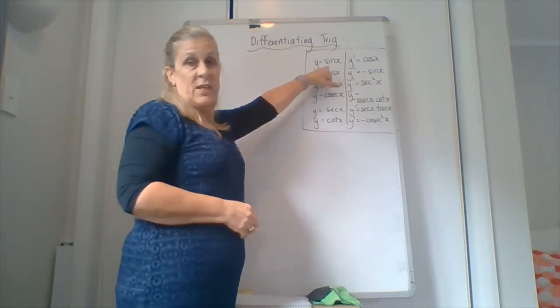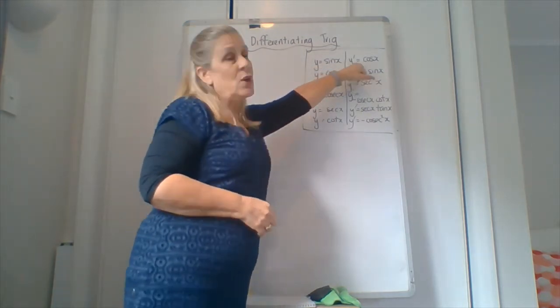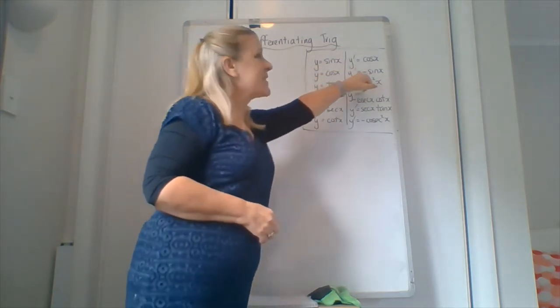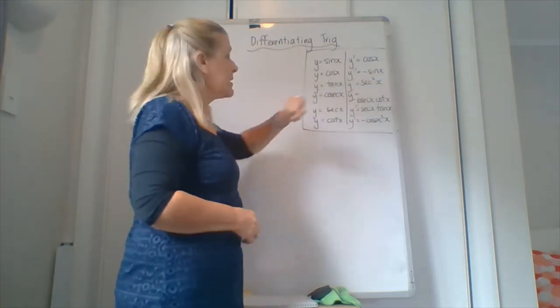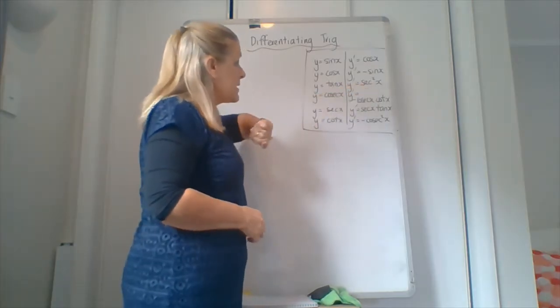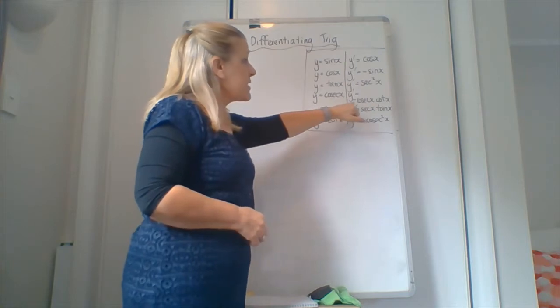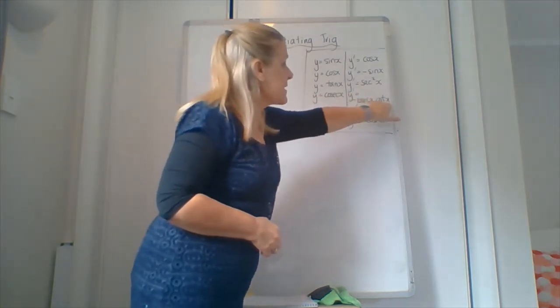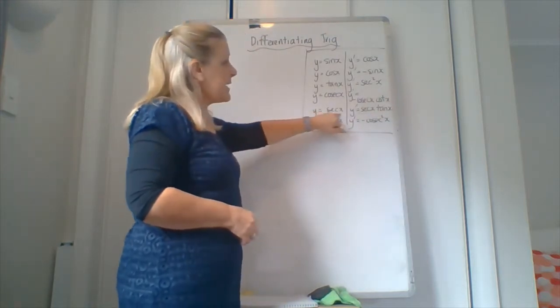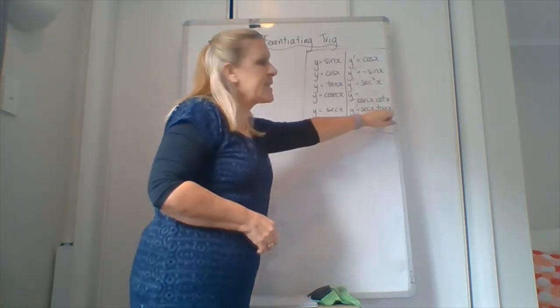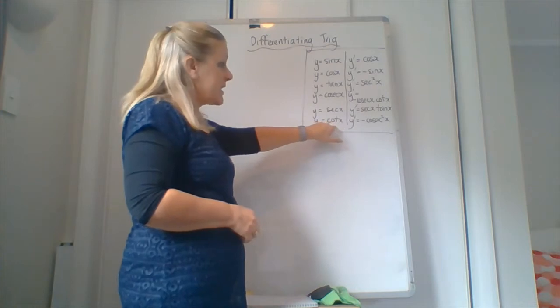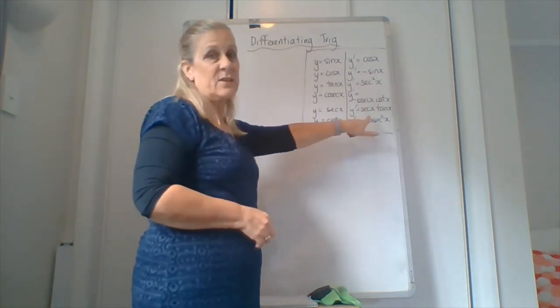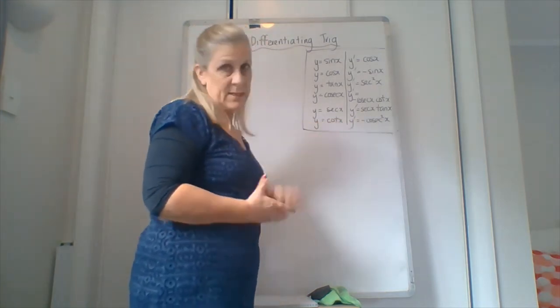So when we're differentiating sine, it goes to cos. Cos goes to negative sine, all right? Tan goes to sec squared. Cosec x goes to negative cosec x times cot x. So those x's are the same. Sec x differentiates to sec x tan x. And cot x differentiates to negative cosec squared x.